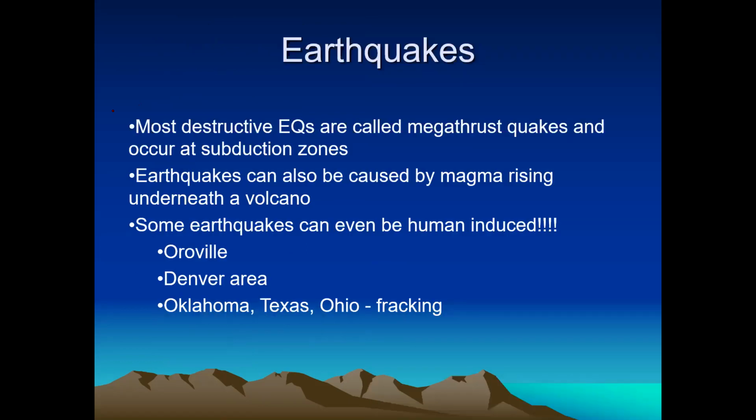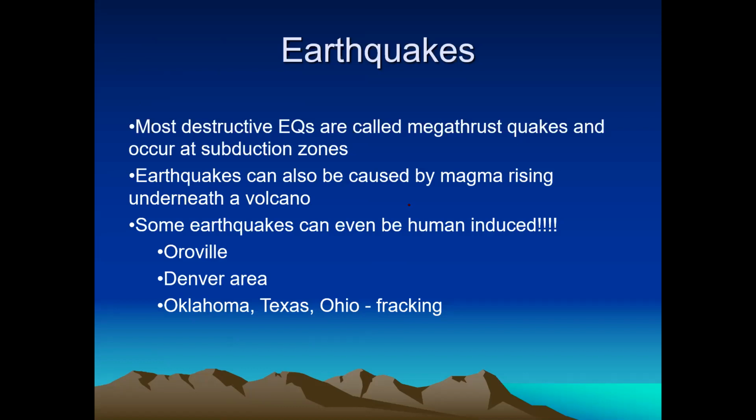So the most destructive earthquakes are called megathrust quakes, and these occur at subduction zones where you have an ocean plate diving under either another ocean plate or a continental plate. The stresses that build up in this situation are capable of producing very high magnitude earthquakes. And by high magnitude, I mean in the 8 or greater than a 9. So those are big time bad. The highest magnitude earthquakes that we have experienced on Earth have all come from earthquakes that occurred in this tectonic setting. Earthquakes can also be caused by magma rising underneath a volcano.